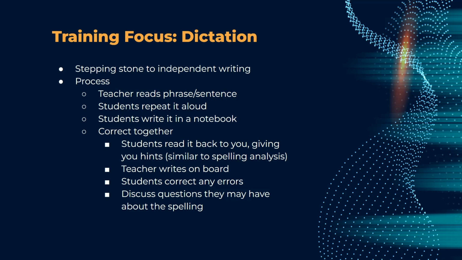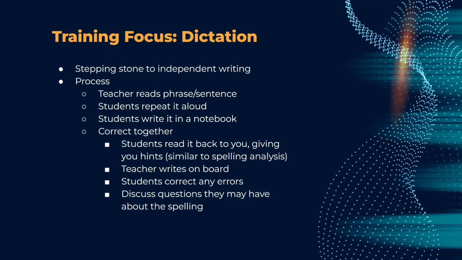Once they have it, they're going to write it in their notebook. Each student should have a spiral notebook that's on their school supply list. So they'll write it down, and then we're going to correct it together. So the students are going to read it back to you, and they can give you hints, kind of similar to spelling analysis. You're going to write on the board what they say. And then they're going to compare what they see on the board to what they wrote in their notebook and correct any errors.